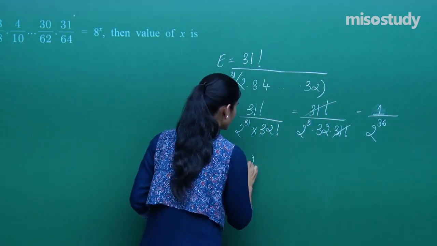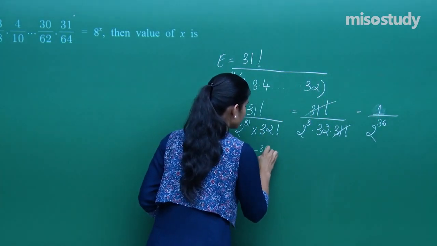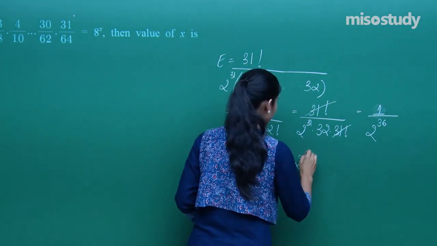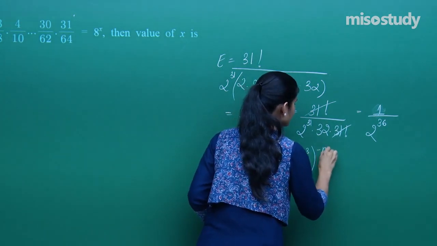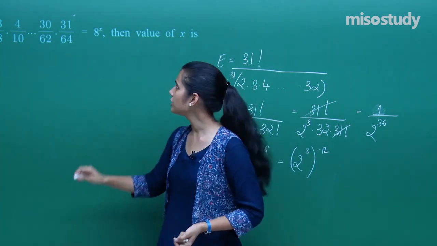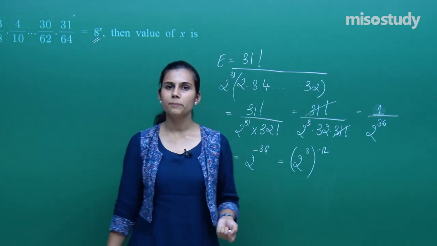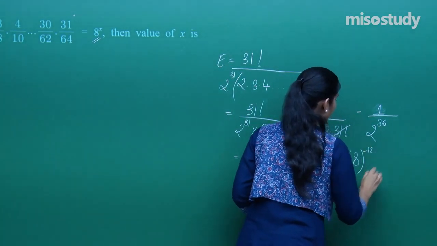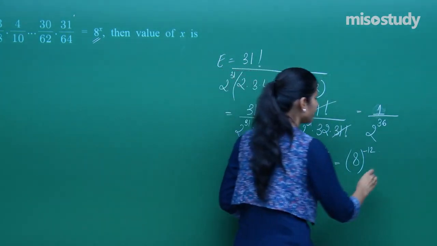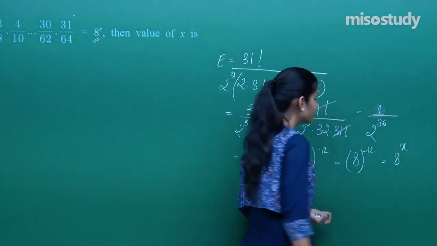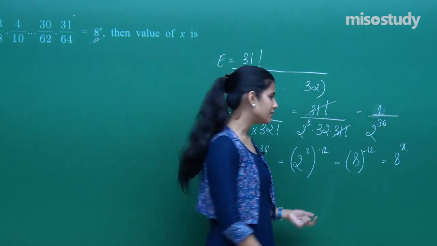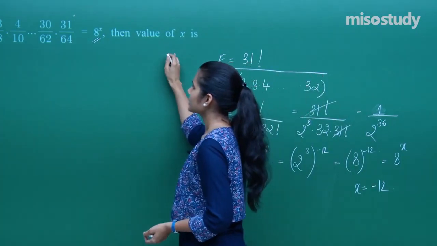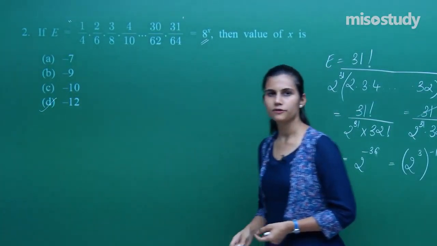2 to the power 36, or I can write it as 2 to the power minus 36 in the numerator, which is 2 to the power 3 into minus 12. Why am I wanting 2 to the power 3? Because this is equal to 8 to the power x and I know that 2 cube is 8. I am getting this equals 8 to the power x. But actually it is coming out to be equal to 8 to the power minus 12. So you are getting x equals minus 12. X is coming out to be minus 12.